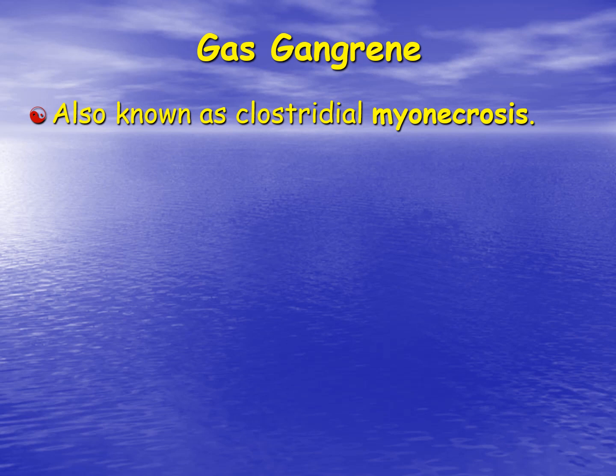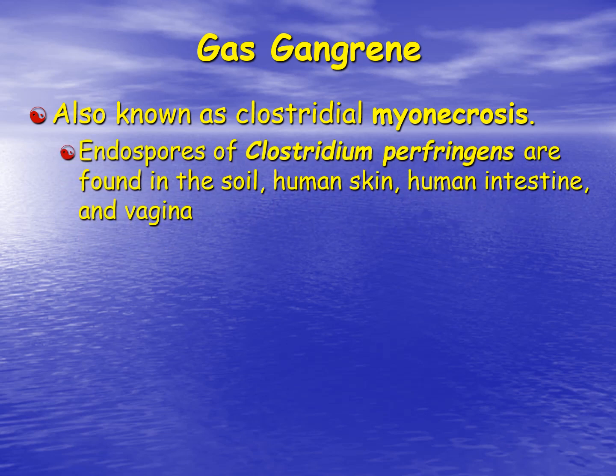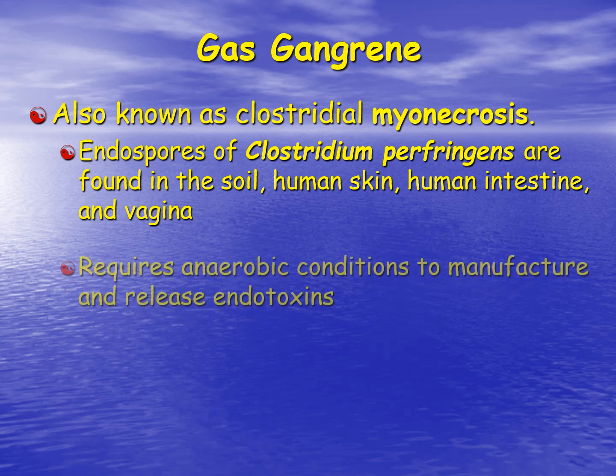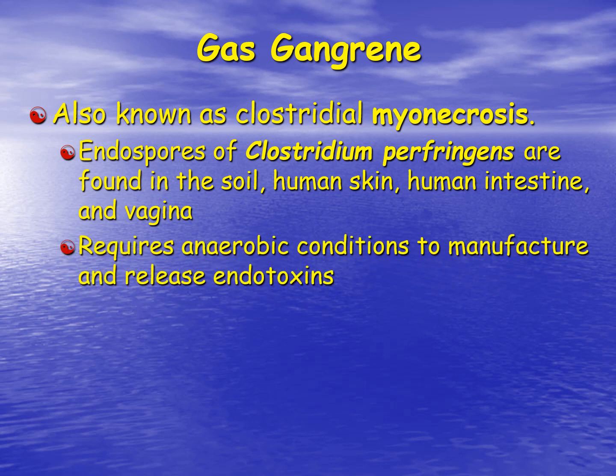Now, gas gangrene is also called clostridial myonecrosis, and this is actually caused by the organism Clostridium perfringens. Endospores of Clostridium perfringens can be found in the soil and even on the surface of the human skin, in the intestinal tract, and the vagina. But typically they don't cause any problems.